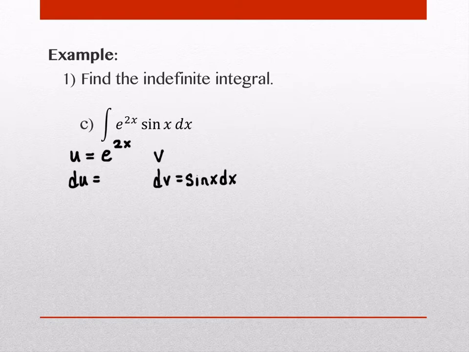So to start with, I need the derivative of e to the 2x. So what would the derivative of e to the 2x be? 2e to the 2x dx. Yeah. So the derivative of e to the x is e to the x. So e to the 2x, and then the derivative of the 2x is 2. So we have times 2.